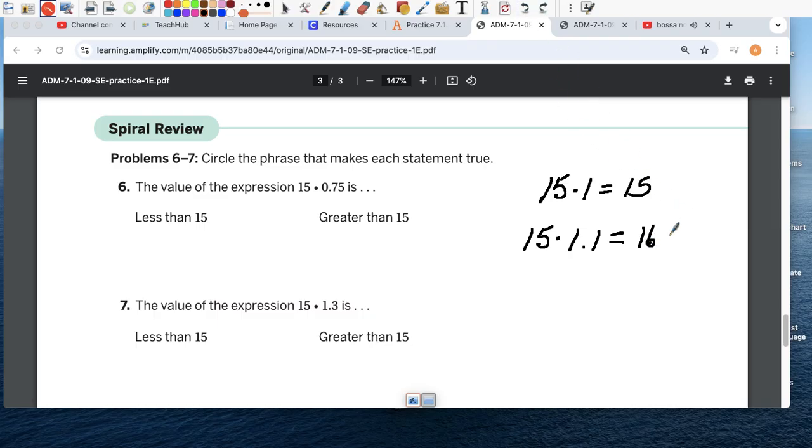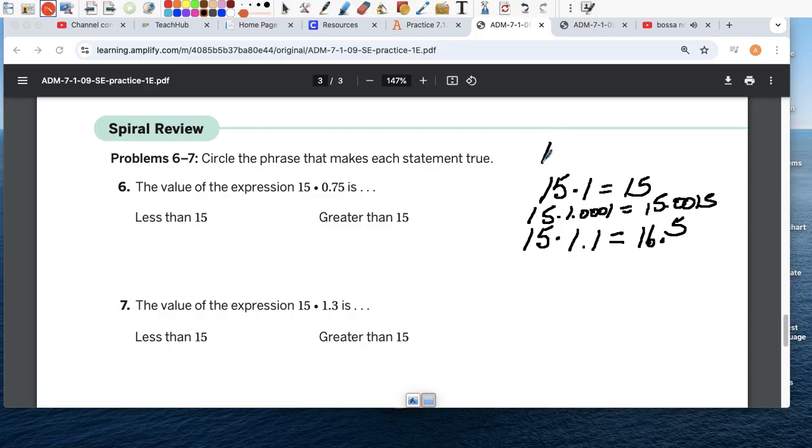And you can play with a few numbers here. So 15 times 1.0001, you get 15.0015. So notice that, and we talked about this, if I multiply 15 by 1, I get the same number. But if I multiply 15 by anything greater than 1, it's going to be greater than 15.